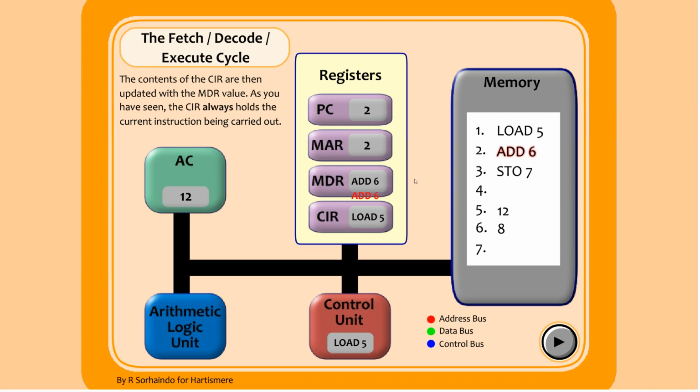Now it's going to take that, copy it into current instruction register because we've got a full instruction. It's not just a number, it's a full instruction. That goes across to the control unit, and you can see here in the control unit we now have add 6. So this is being decoded before we can actually execute. So notice how we've got the instruction fetched, it's then decoded, and now we're going to execute that. Increment to 3.